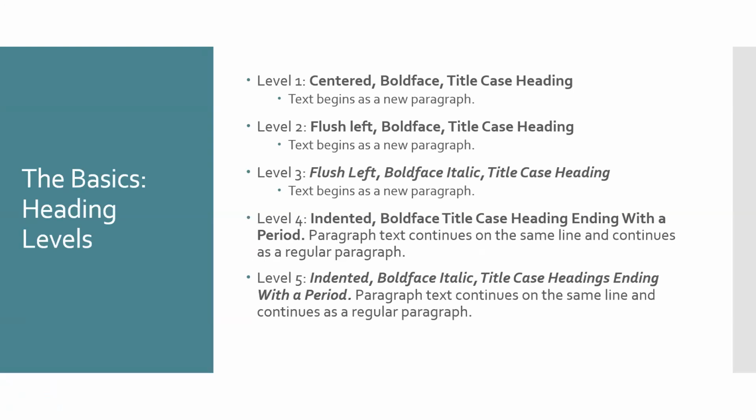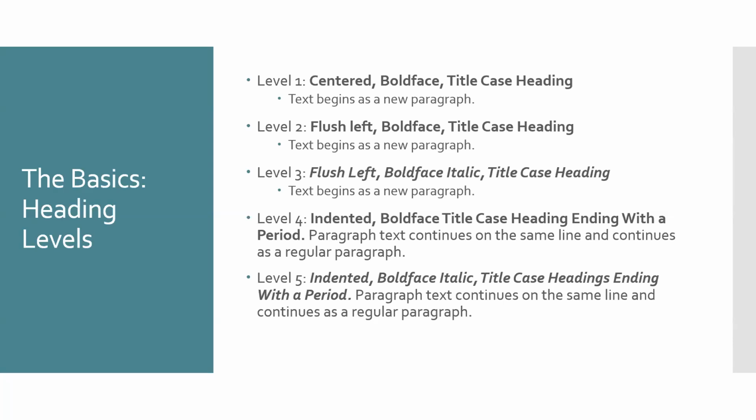Level 1 headings are going to be centered in the middle of your screen. They're going to be boldface and title case heading. Your text is then going to begin as a new paragraph. So after you write methodology in the center of your paper, bolded, you're going to press enter, then press tab, and start a new paragraph. So that's your level 1. That's stuff like introduction, methodology, literature review, results, discussion. So the beginning, the title heads of your papers, right?